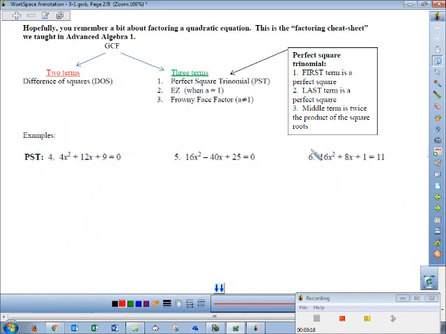That was probably the weirdest one when we did all our factoring back in the day. So I've got in this nice box right here at the top of your page, what it is to be a perfect square trinomial. There's 3 things that have to happen. Number 1, the first term has to be a perfect square.